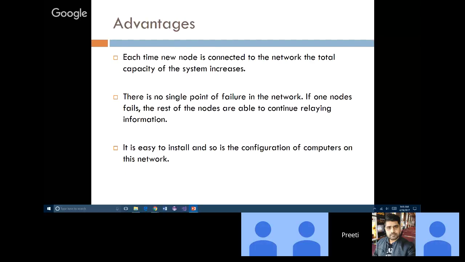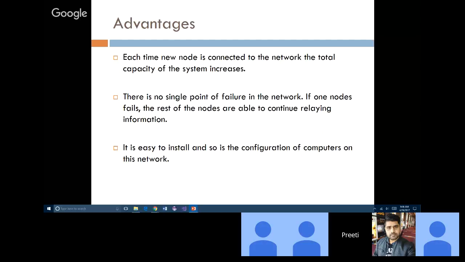Let's talk about the advantages of this peer-to-peer system. Since each node is connected to the network, the total capacity of the system increases. For example, if we have a team and a new team member comes to our group, then the total capacity, the efficiency and the functionality of the group will increase. So that is the same concept.